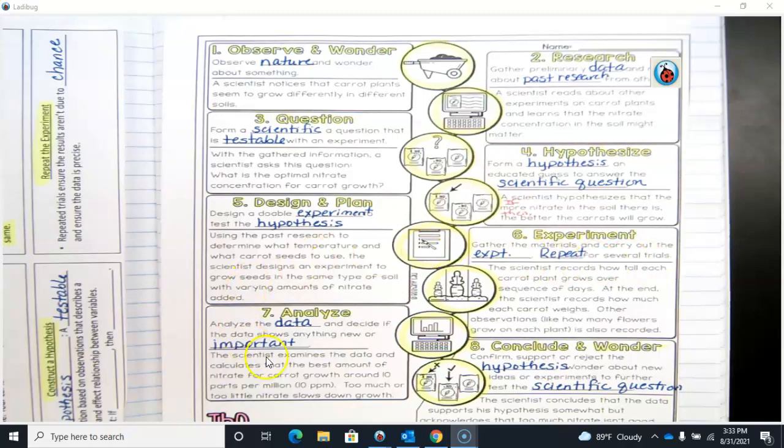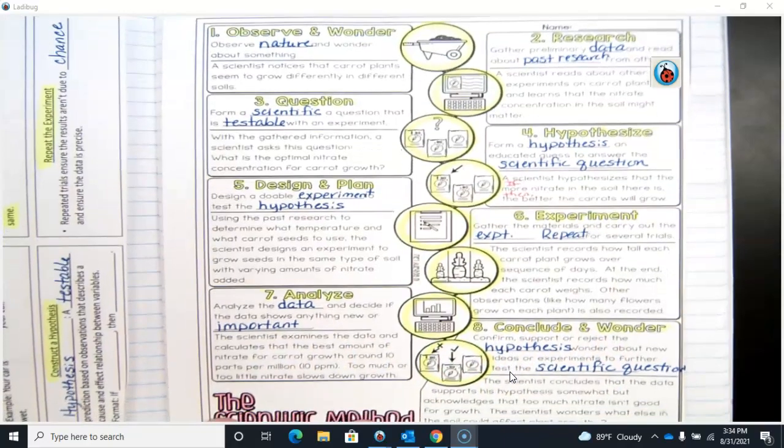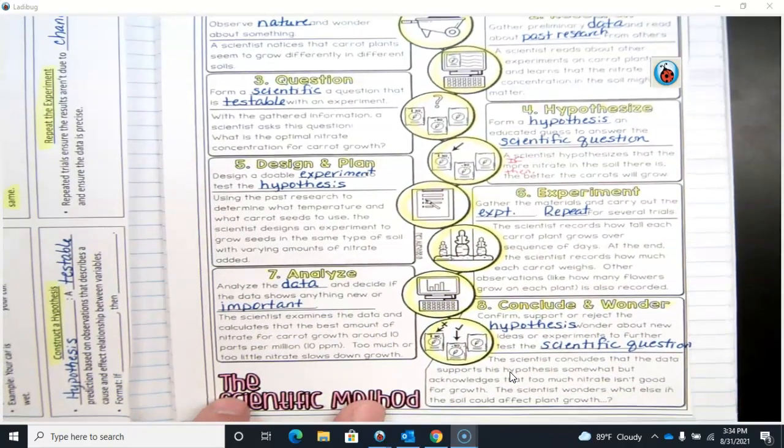The scientist will then analyze the data and decide if the data shows anything new or important. The scientist examines the data and calculates that the best amount of nitrate for carrot growth is around 10 parts per million. Too much or too little nitrate slows down growth. So then we'll form a conclusion and then maybe even wonder and ask additional questions.